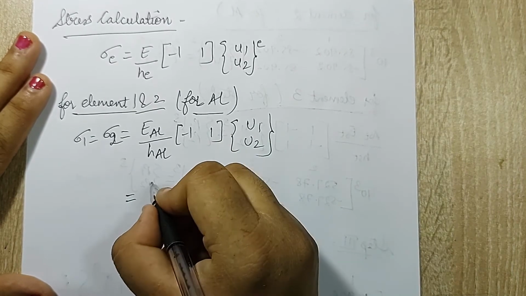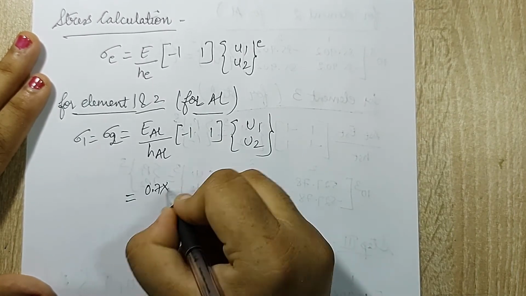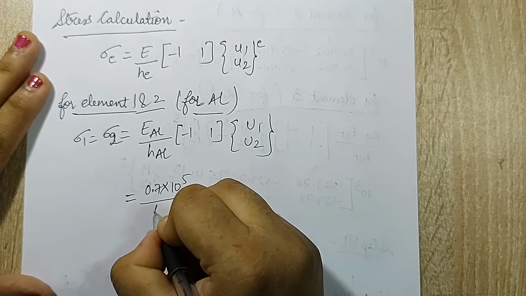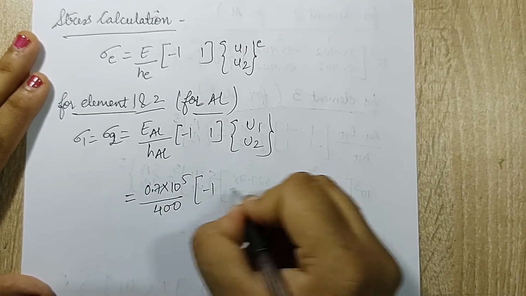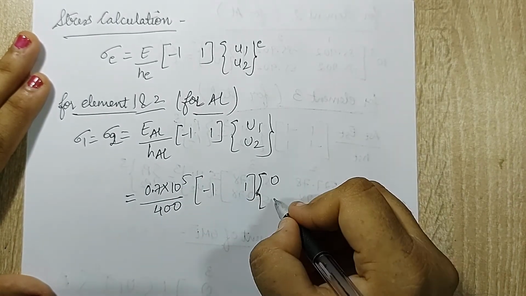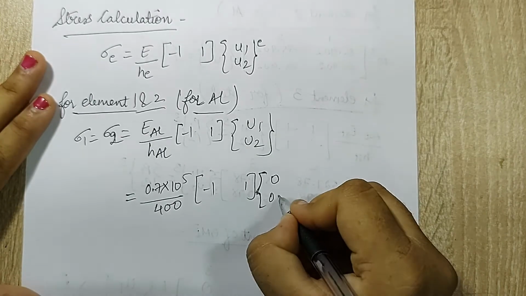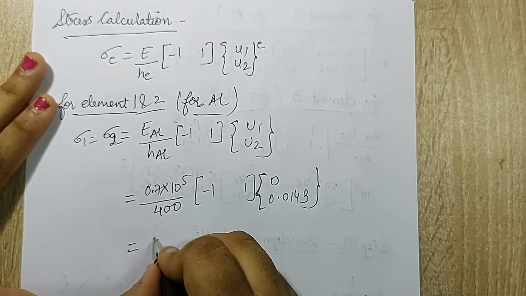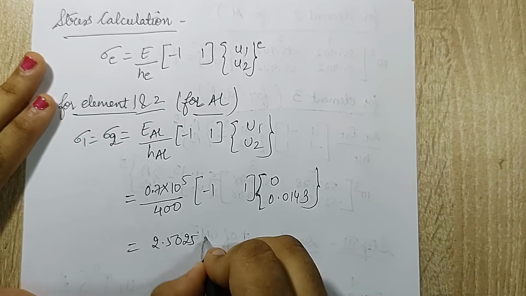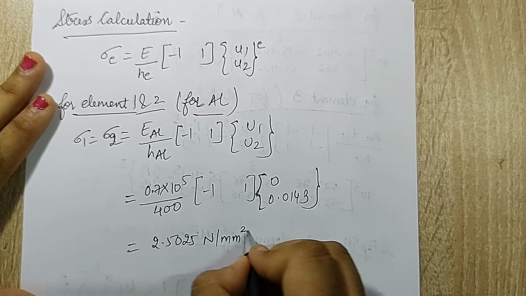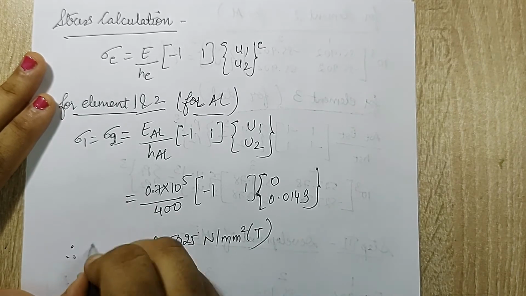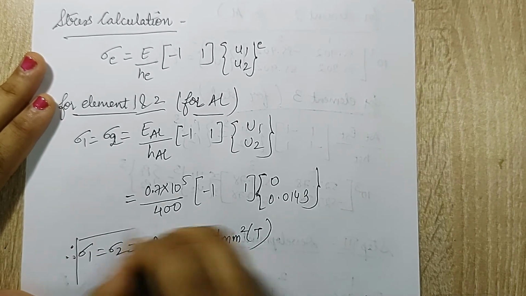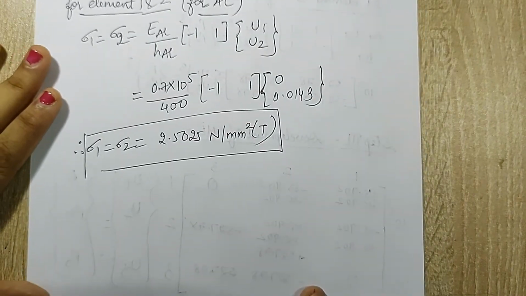The value of E is 0.7 into 10 raised to 5. H is given as 400 minus 1. This is 0. U2 I have found as 0.0143. On solving, I get this value as 2.5025 Newton per mm square. Since it is positive, it is of tensile type. So sigma 1 will be equal to sigma 2.